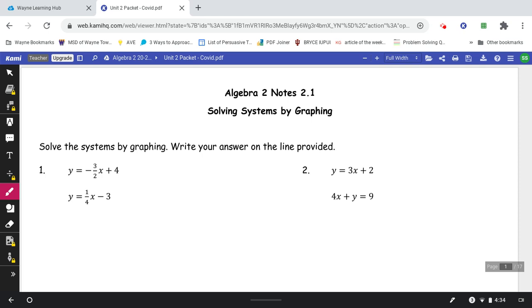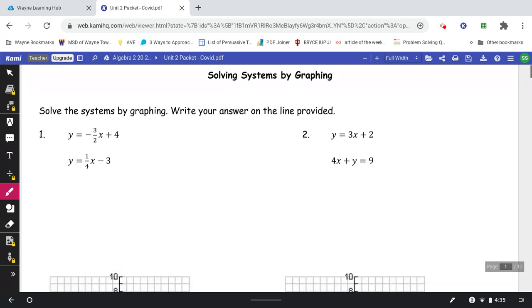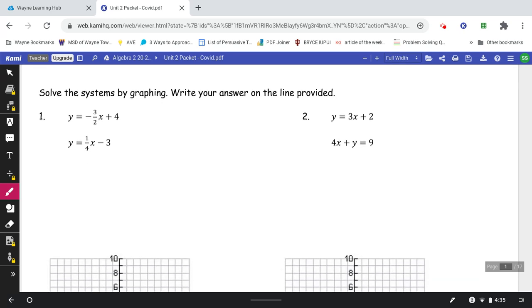These are the 2.1 notes. We are solving systems by graphing. So a system is just two equations happening at the same time. So for our first example, it says solve the systems by graphing. Write your answer on the line provided.